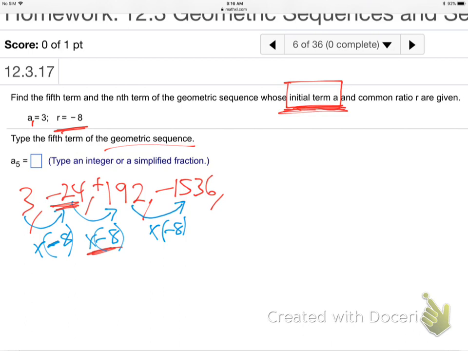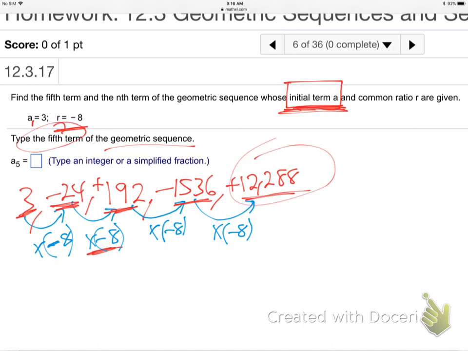One more step. Times negative 8 one last time here. So that's 12,288, and it's positive, huh? Back to positive again. So here are the first five terms. Which one do they want? They want the fifth term. So, okay, there you go, guys. The fifth term. We found the fifth term.